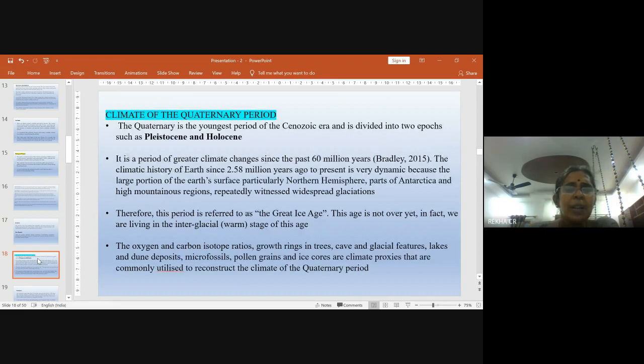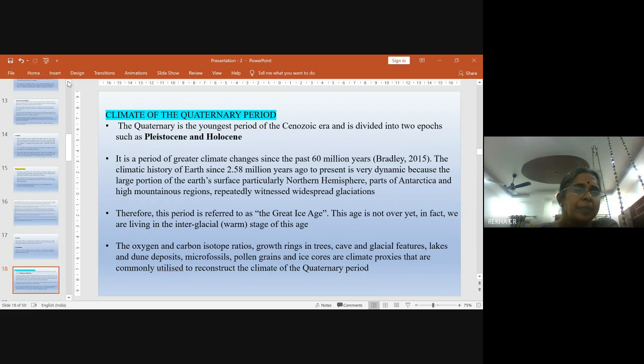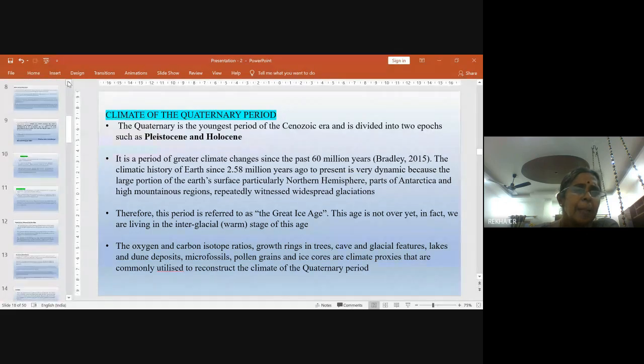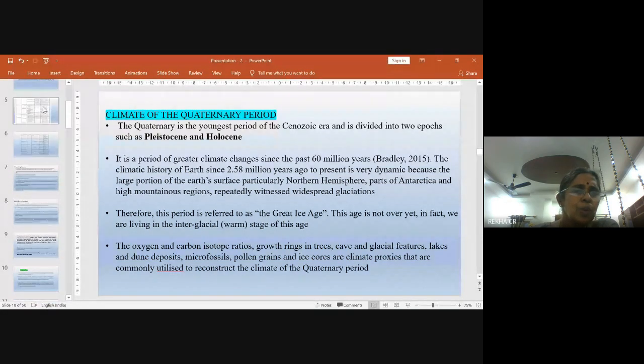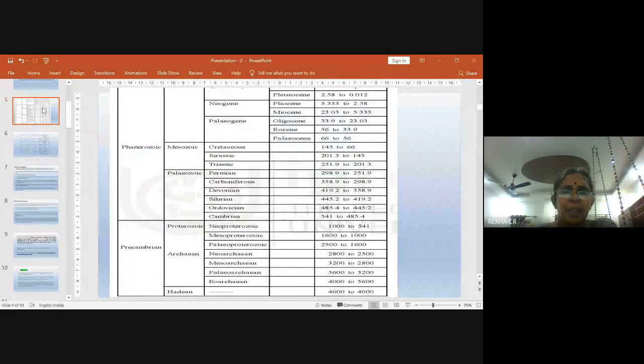So what was the climate in the Quaternary period? So the Quaternary is the youngest period of the Cenozoic era. So as we have seen in this geological time scale, the Quaternary period, just a minute, I'll show you.